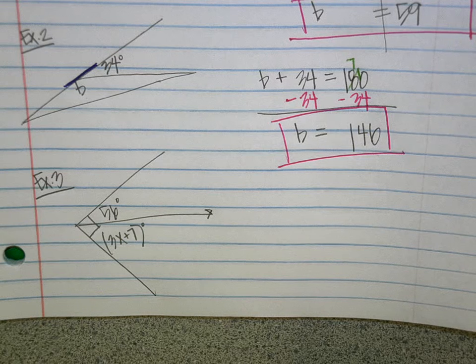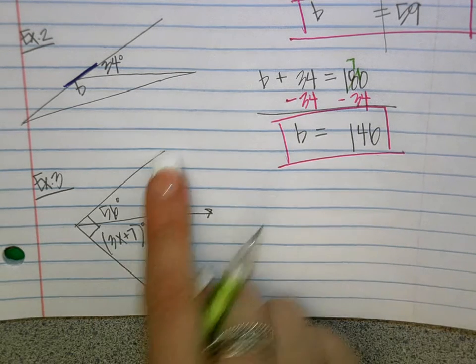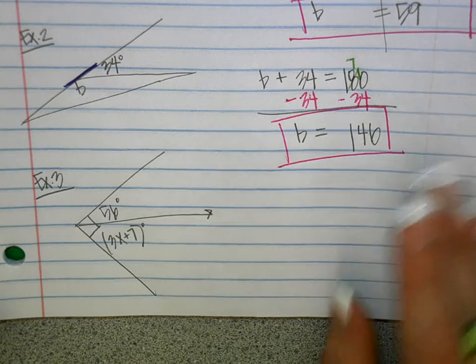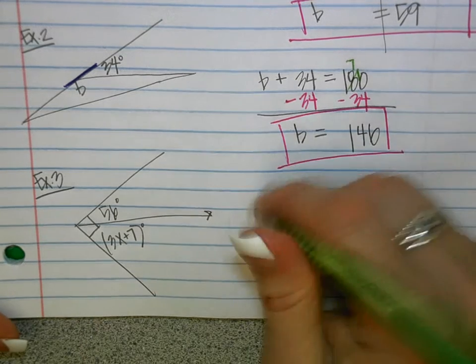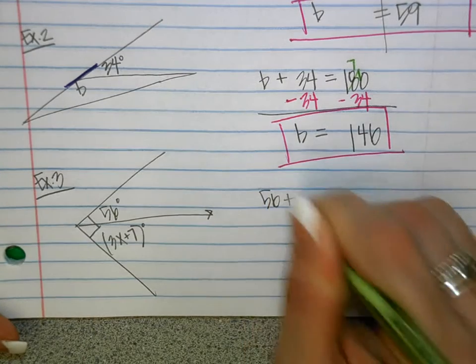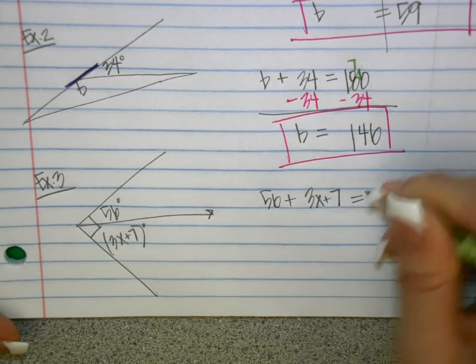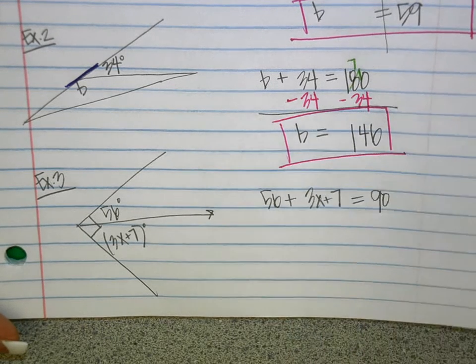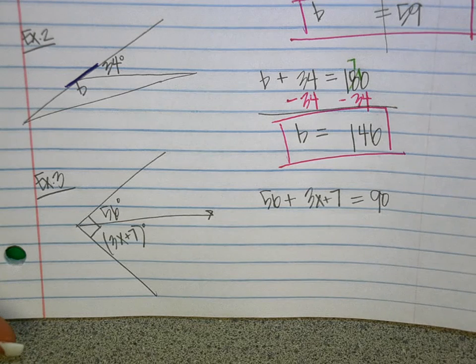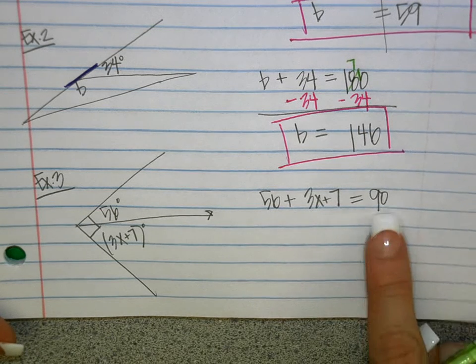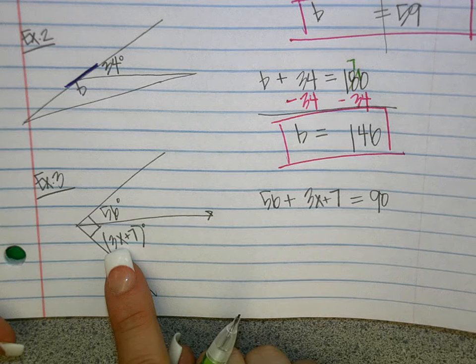Complementary. Why do I know that it's complementary? It has the right angle and there's no straight line. There's no flat line. This is an angle, so it means it's going to be 90 degrees. So add these two together. 56 plus this whole corner, 3x plus 7, equals 90. Not 180, 90. So make sure that you're putting the right thing that it equals. This is a complementary angle relationship.